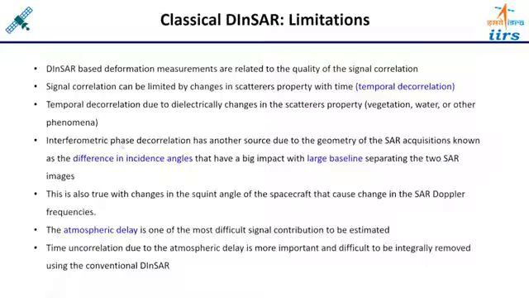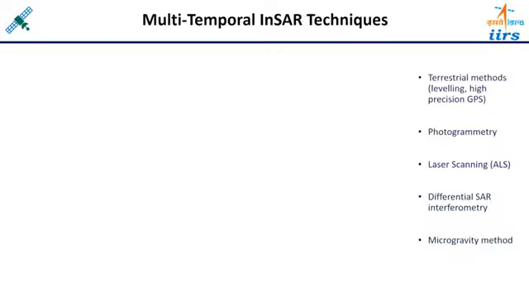Okay, so interferometric phase decorrelation has another source due to the geometry of the SAR acquisition, known as the difference in incidence angles, and that may have a big impact on large baselines, or spatial baselines. Okay, so atmospheric delay is another limitation, because the atmospheric corrections we are not able to do very precisely in the InSAR techniques. So these are a few limitations.